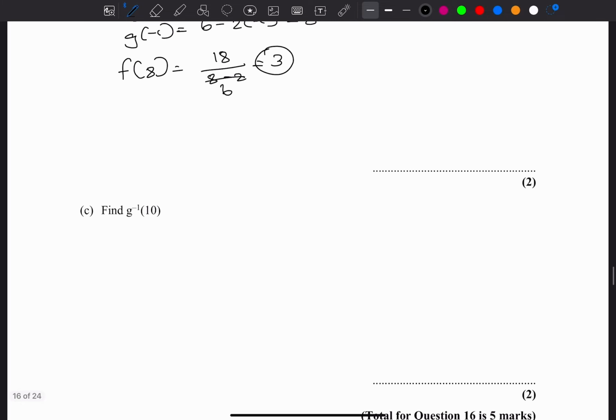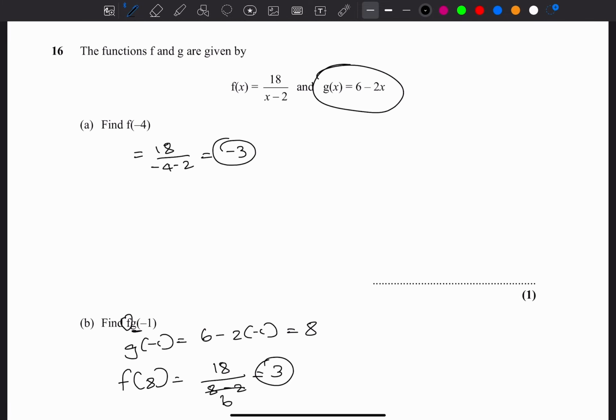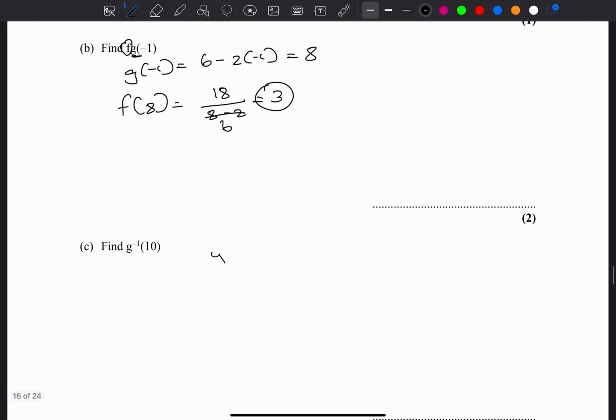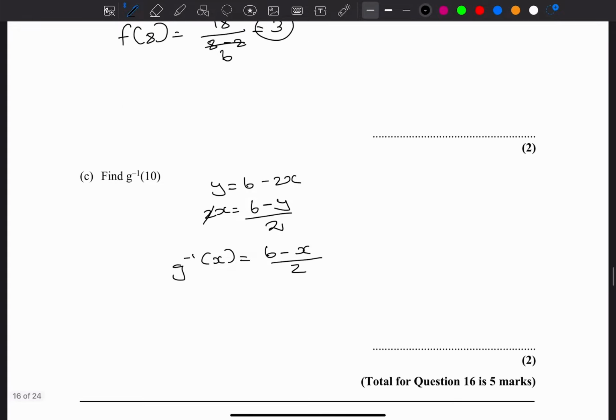Next one, g inverse of 10. So what is g inverse? In order to do g inverse, y equals 6 minus 2x. Switch them around. The minus 2x, bring here, positive 2x equals 6 minus y, so x is basically 6 minus y divided by 2. But g inverse of x, so you write 6 minus x over 2. They would like to put 10 in there: 6 minus 10 divided by 2. That's minus 4 divided by 2, which is minus 2. Okay, moving on.